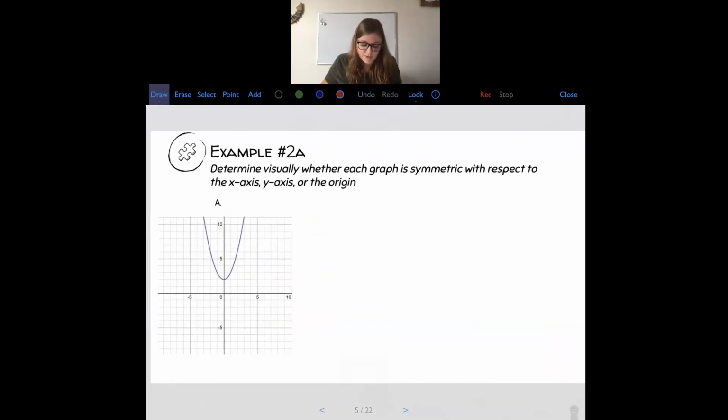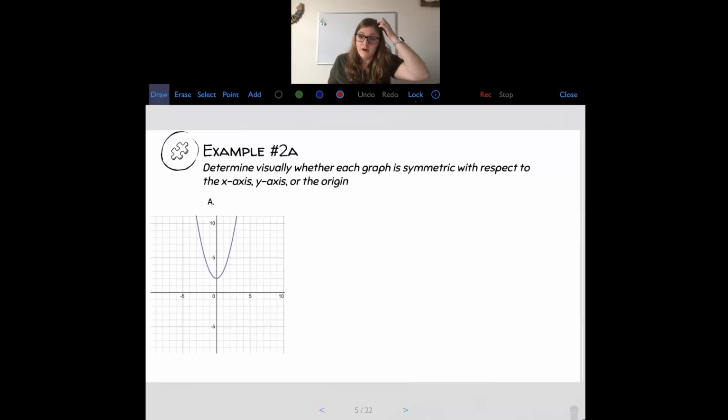Example 2a. You'll be given a graph of a relation, which may or may not be a function, and you'll be asked to determine visually whether the graph is symmetric with respect to the x-axis, y-axis, origin, or neither. Let's check. For the x-axis, if you were to fold this along the x-axis, would we have a graph that coincides? The answer is no. So it's not symmetric with respect to the x-axis.